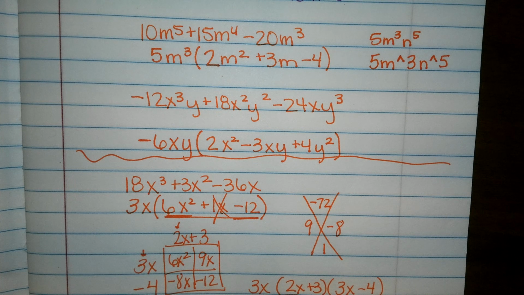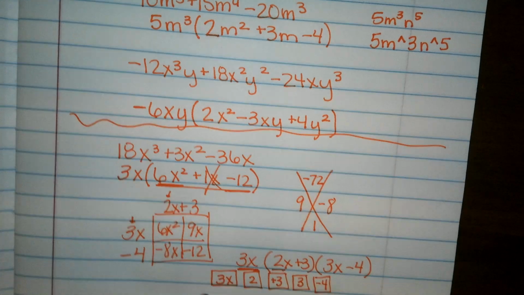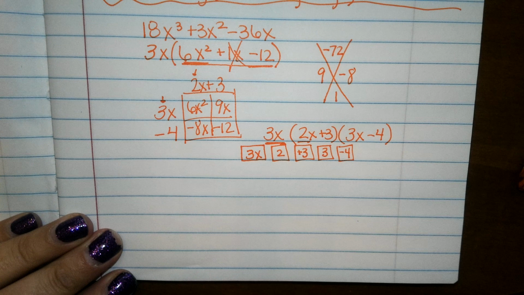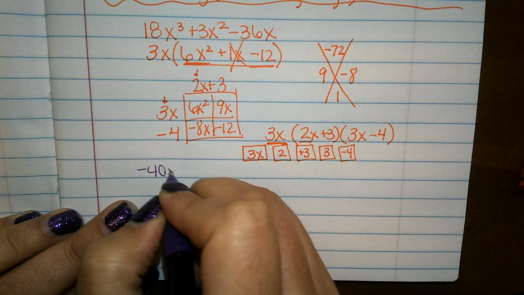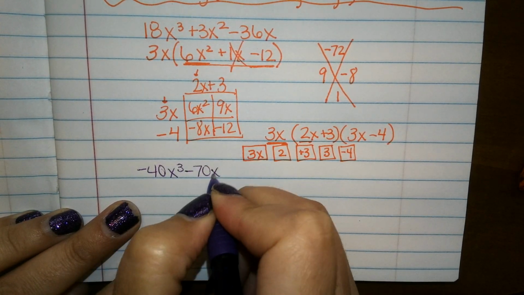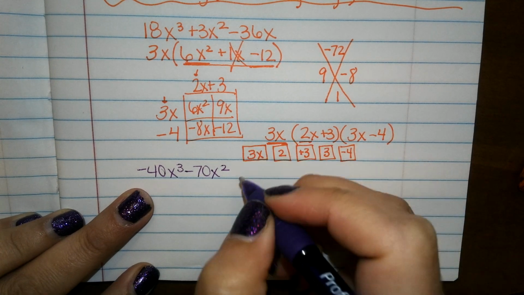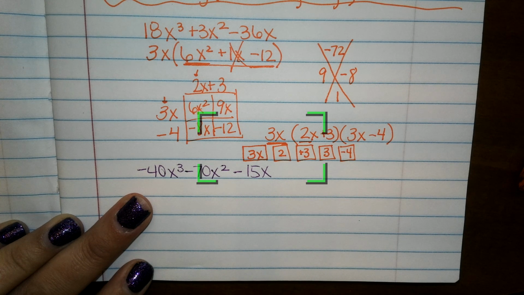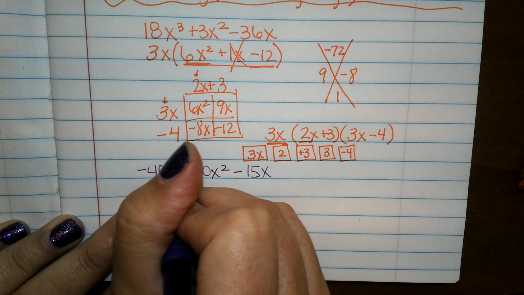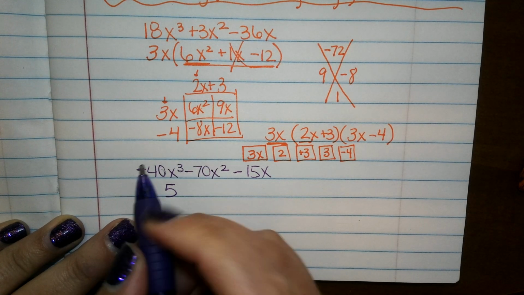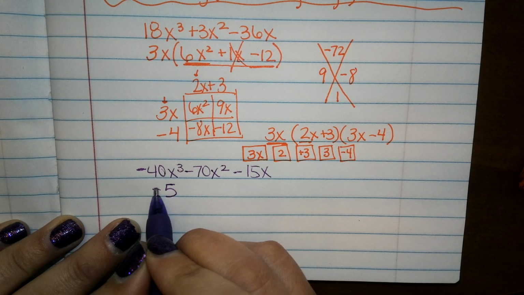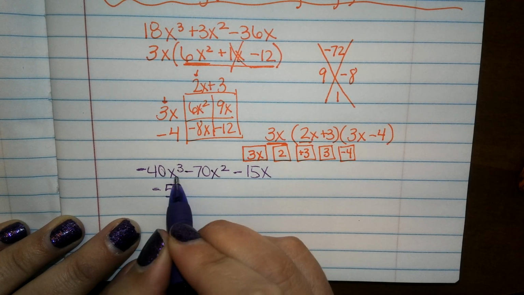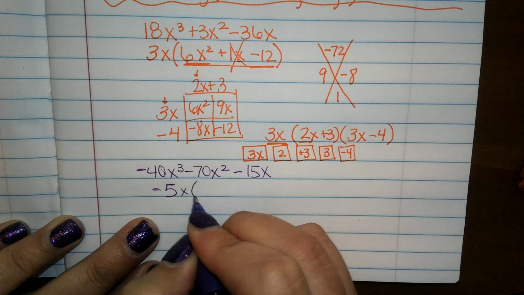Okay, last one here. We've got negative 40x cubed minus 70x squared. Looks like we might be divided by 10. Minus 15x. Bummer. Okay, can't divide by 10 because 10 doesn't go into 15. The biggest number that goes into all three of those is going to be a 5. And we want to make it a negative 5 because we start with a negative. And I can pull an x out of all three.